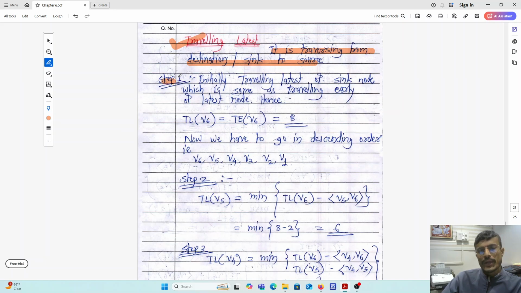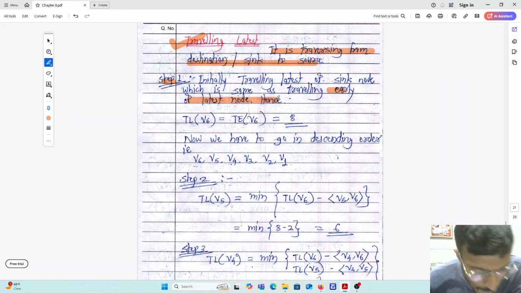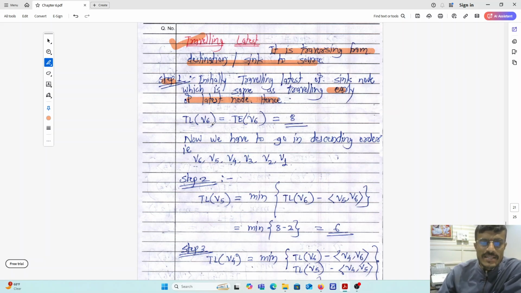So what is step number 1? Initially, traveling latest of the sink node is the same as traveling early of the sink node. Whatever values we have found in the traveling early with respect to the source node, we have to take as they are. So traveling latest of V6 equals traveling early of V6, which is nothing but 8. Whatever values we found in the traveling early method.